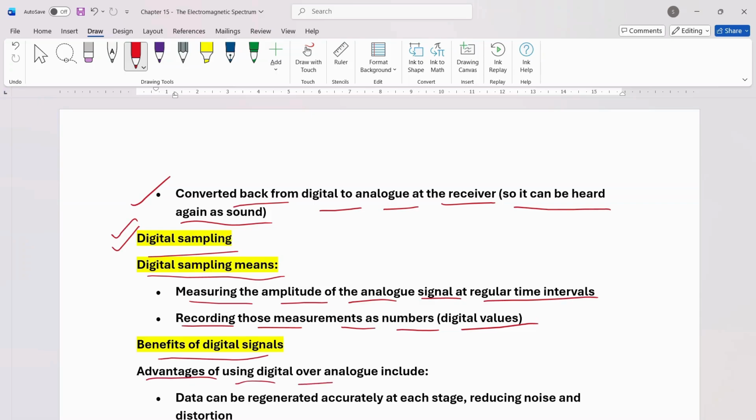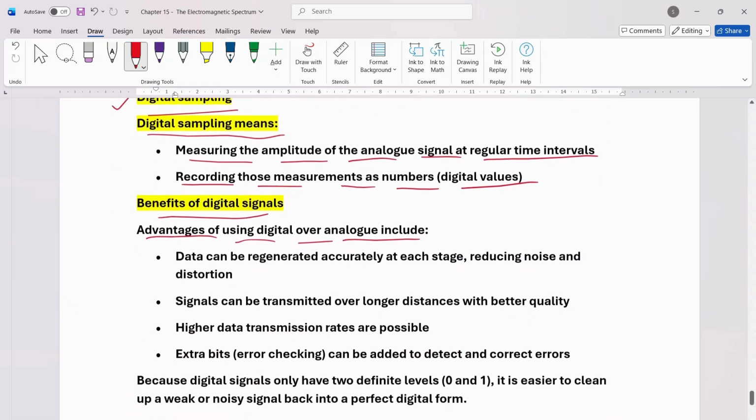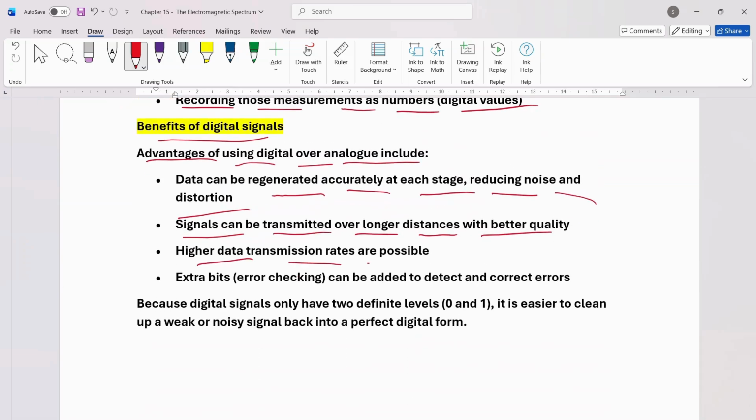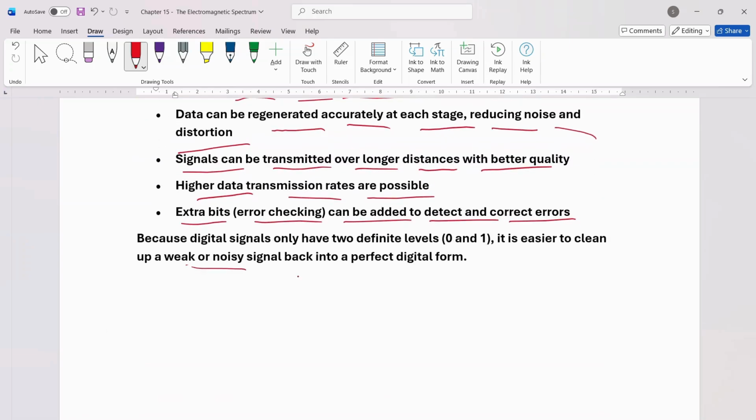Advantages of using digital over analog include: data can be regenerated accurately at each stage, reducing noise and distortion. Signals can be transmitted over longer distances with better quality. Higher data transmission rates are possible. Extra bits for error checking can be added to detect and correct errors. Because digital signals only have two definite levels, 0 and 1, it is easier to clean up a weak or noisy signal back into a perfect digital form.